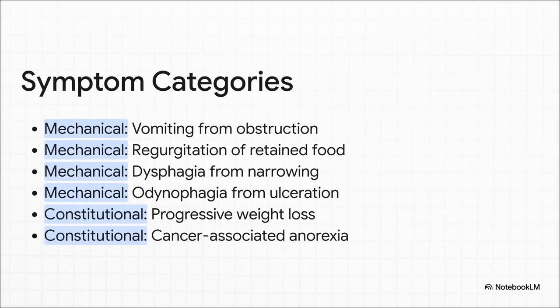As that tumor grows, the symptoms a patient presents with fall into two very distinct categories. On one hand, you've got symptoms arising directly from the mechanical blockage, things like vomiting, regurgitation, dysphagia, and odynophagia, which is that incredibly painful swallowing from an ulcerated tumor. But on the other hand, we see constitutional or systemic symptoms. These come from the biological effects of the cancer itself, including progressive weight loss, cachexia, that's severe tissue wasting, and cancer-associated anorexia driven by inflammatory mediators.